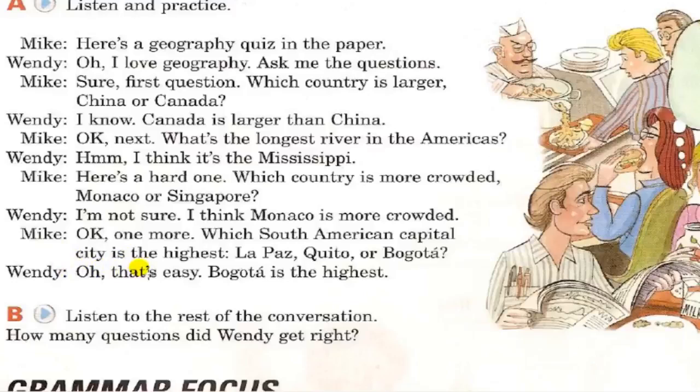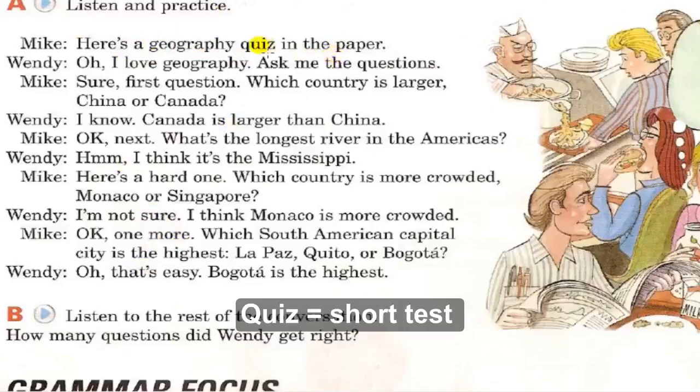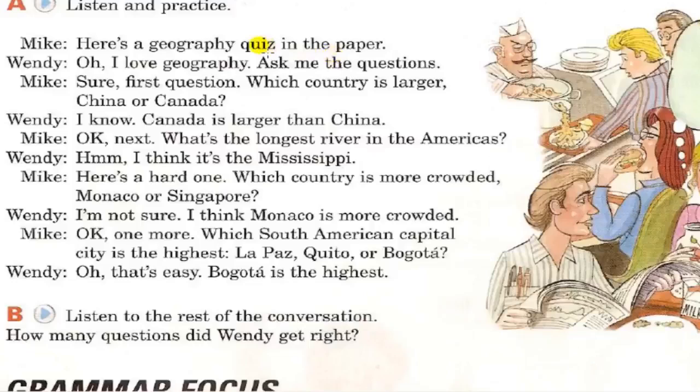Conversation. Which is larger? Listen and practice. Listen and repeat. Here is a geography quiz in the paper. Quiz means a short test, a small test. Paper, newspaper. Oh, I love geography. Ask me the questions.